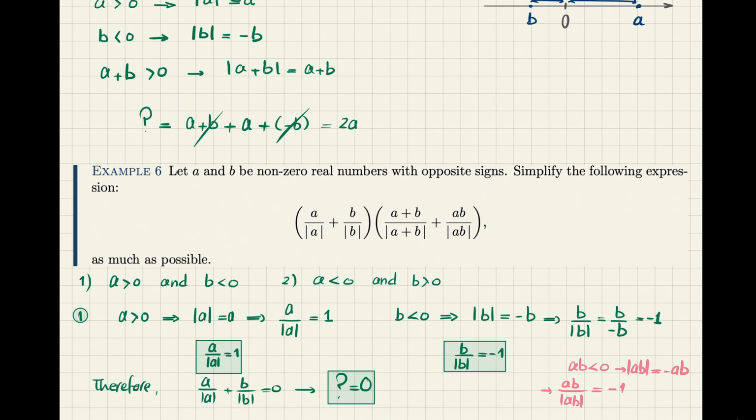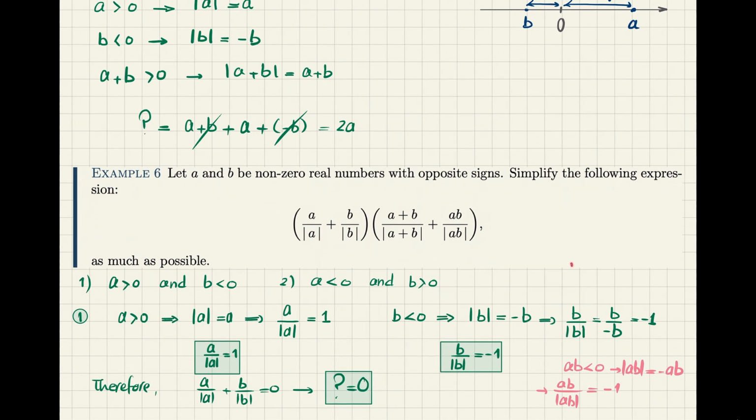But one thing is clear. Whatever this expression is, A plus B, let me also write it here. A plus B divided by absolute value of A plus B is either 1 or minus 1. But we don't know. Because if I want to make sure which one this is, I need to know more about A and B. I need to know which one will dominate in this sum. Okay?